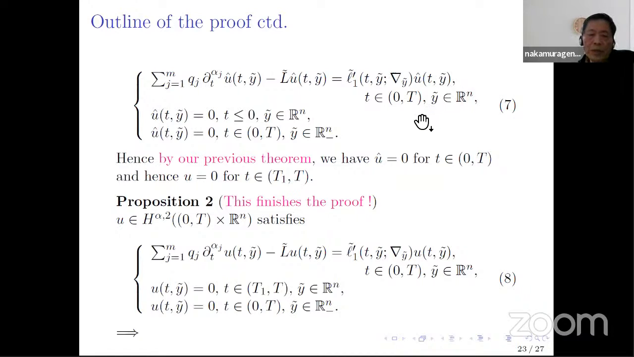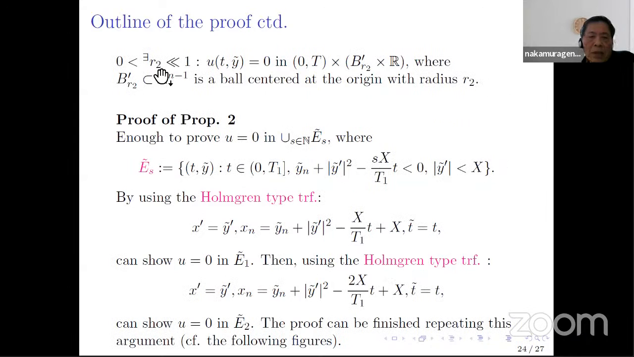And then by the previous argument, the previous theorem, we can say u hat equals 0 for all t. Okay. So going back to the original u, u is equal to 0 for t in the interval T1 and T. And then to finish the proof, we only need to prove the following proposition. First, assume that u in this function space satisfies this set of equations. Then there exists R2 small such that u(t, y tilde) is 0 in this set.